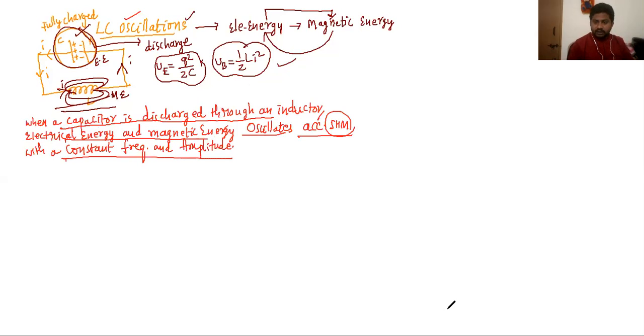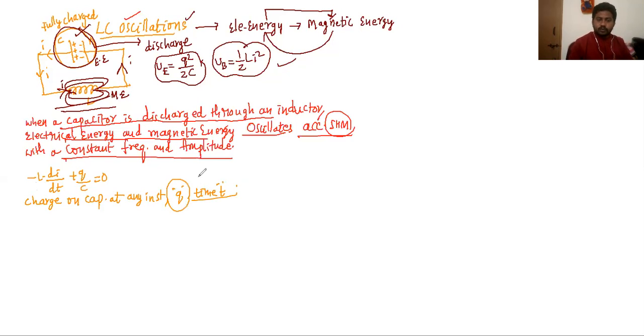What I can write here is minus L into di by dt plus q by C is equal to 0. Here q is the charge on the capacitor at any instant. Let's take it is q. At an instant of time t, the charge is q, small q.